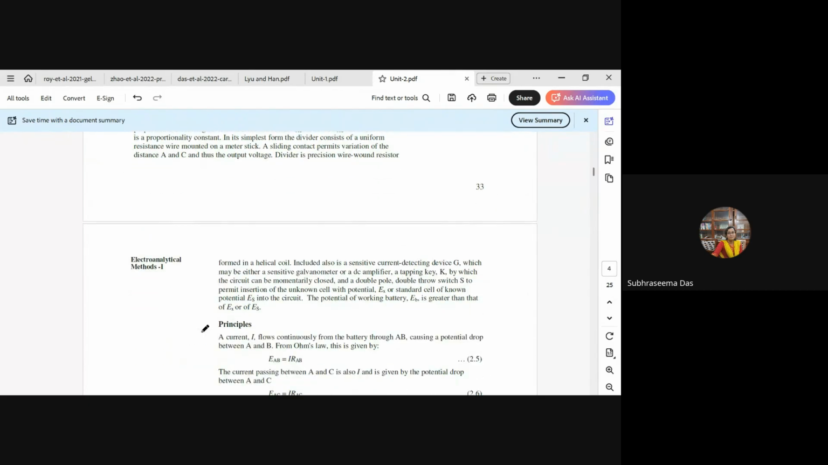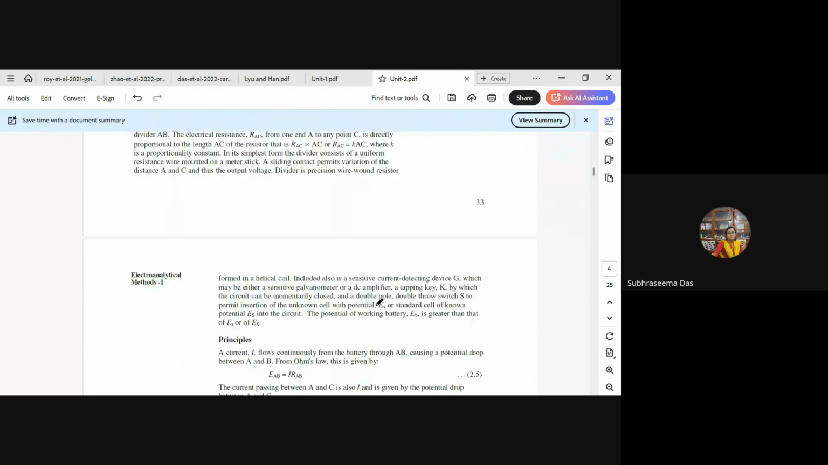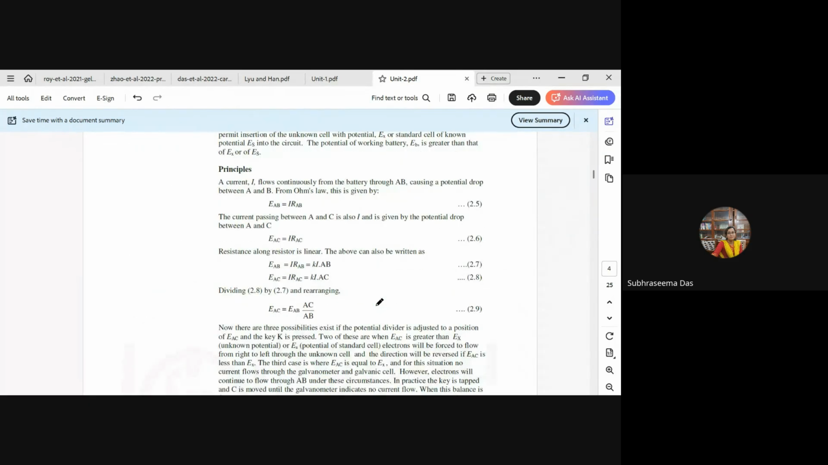The basic principle of the working laboratory potentiometer is that the current flows continuously through AB. It causes a potential drop between A and B. From Ohm's law, we can write E is equal to I times R of AB. The potential drop across AC is also given as E of AC is equal to I times R of AC.